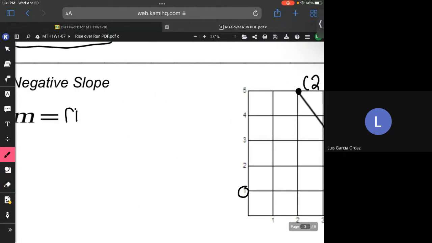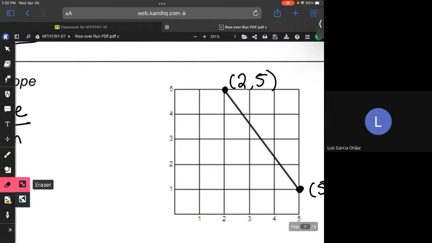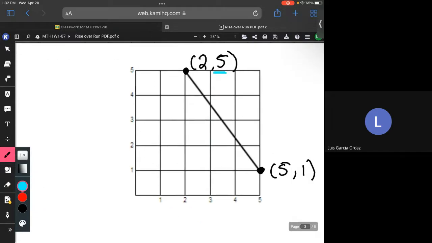So again, we're going to have to do the same thing. Slope is equal to rise over run. Remember we're going from left to right. My first y value here is 5, and my second y value is 1. So am I increasing or decreasing if I'm going from 5 to 1? Decreasing. So I'm going 1, 2, 3, 4 units down.